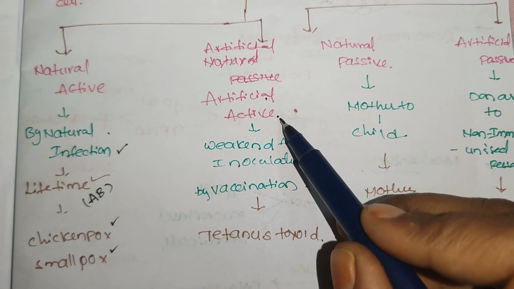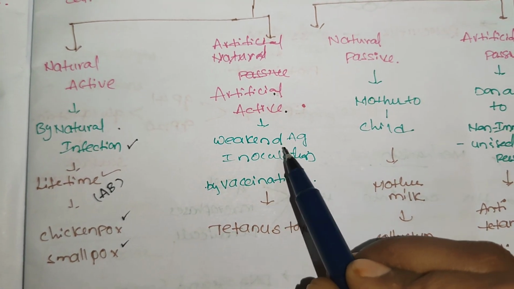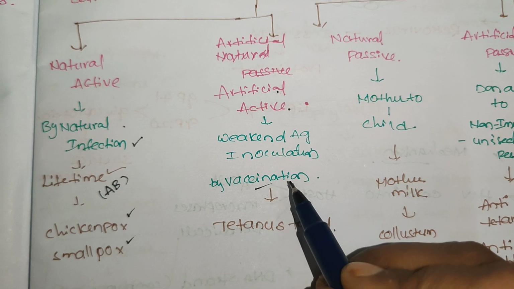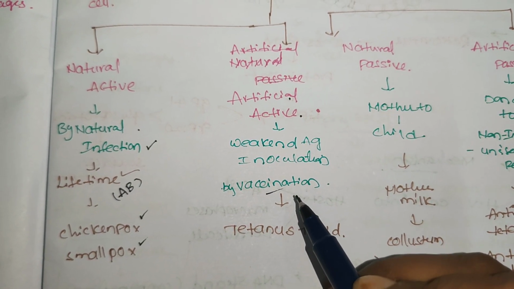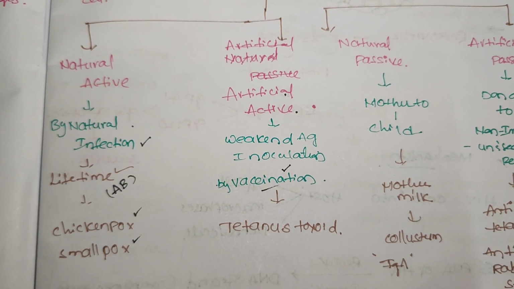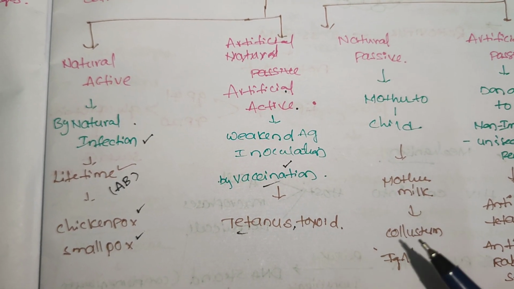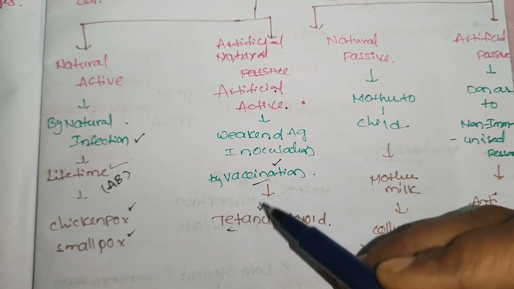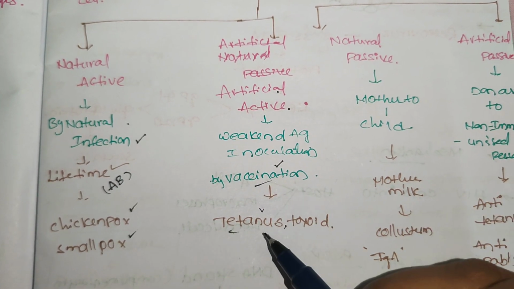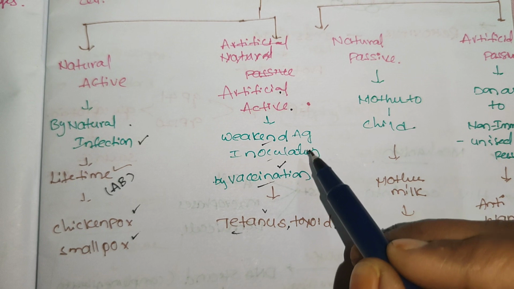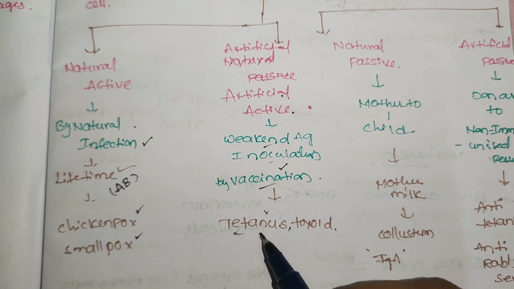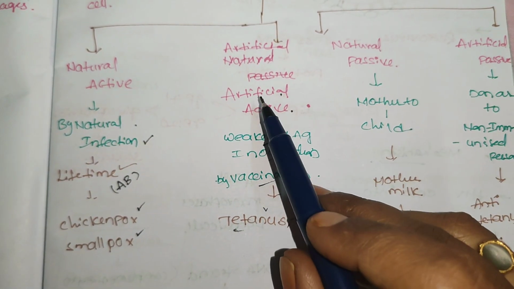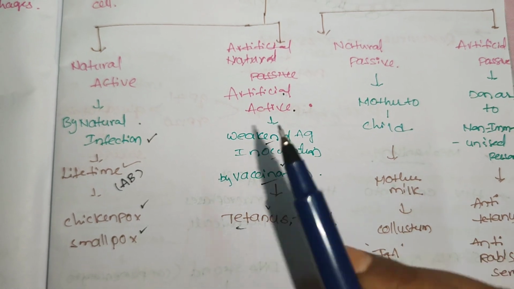Then artificial active acquired immunity. This involves weakened antigen inoculation by vaccination. By vaccination, the antibodies are produced. For example, tetanus and BCG vaccines. Inoculation means we get the vaccination as a weakened antigen. Example: tetanus toxoids. These also give lifetime immunity. That is artificial active acquired immunity.